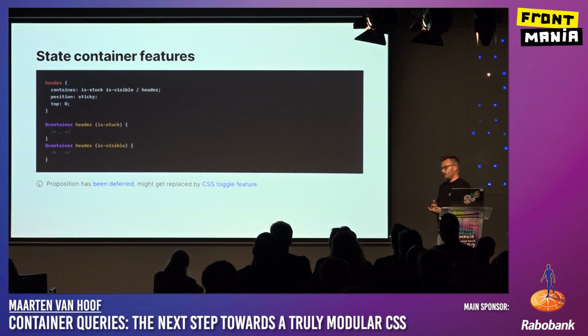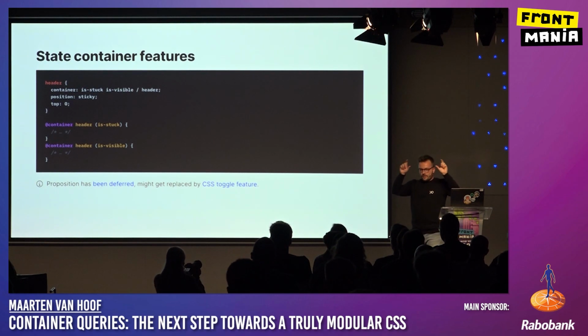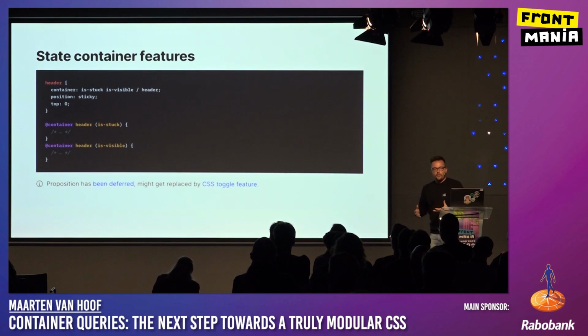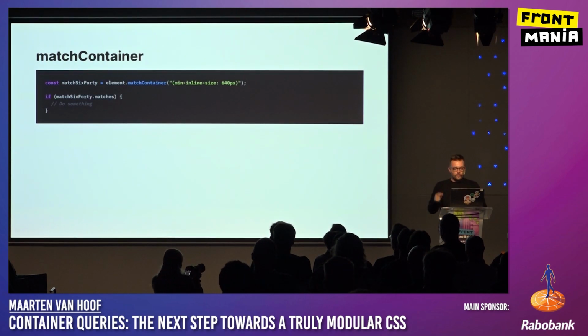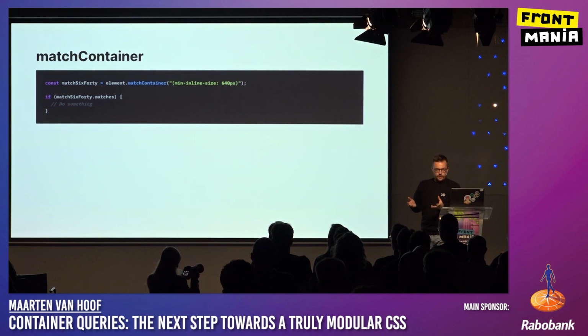And also, state container features are in discussion. The example was, okay, I have this header in the middle of the page, and when I scroll up, it's sticky to the top of the web page, and I want to do something with that header when it's in its sticky state. But the proposition has differed, and maybe it will be replaced by the CSS toggle feature, which also is under consideration. So still work in progress. For our JavaScript aficionados here, just like the matchMedia method, there will be a matchContainer method, in which you can pass container queries and do some JavaScript logic with that.